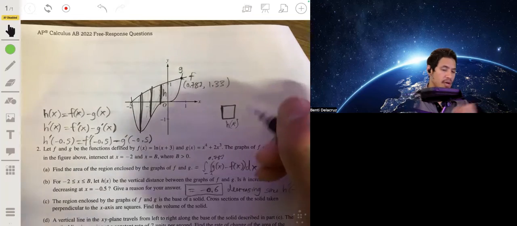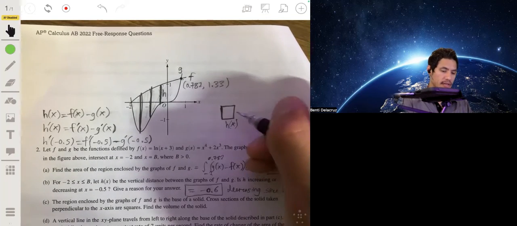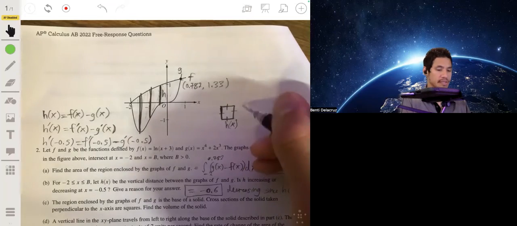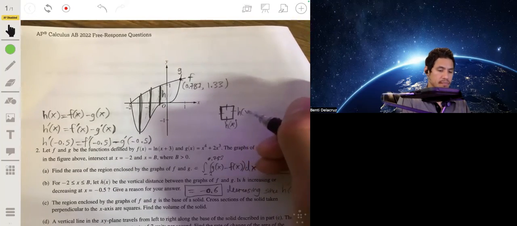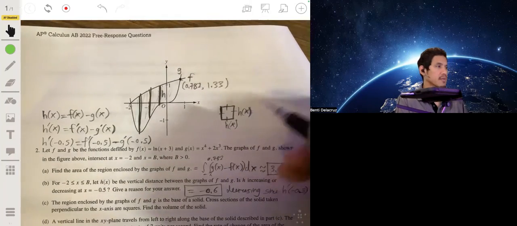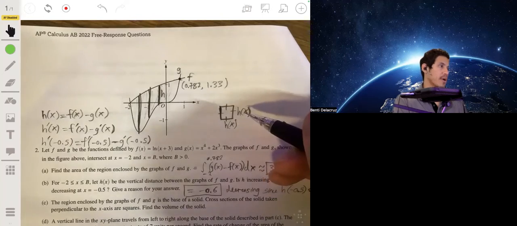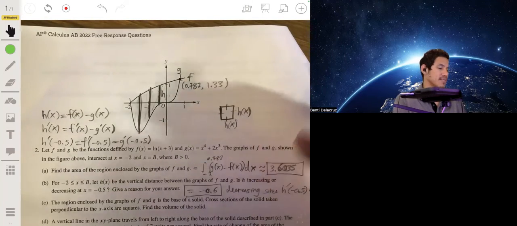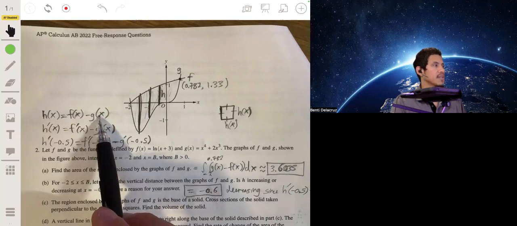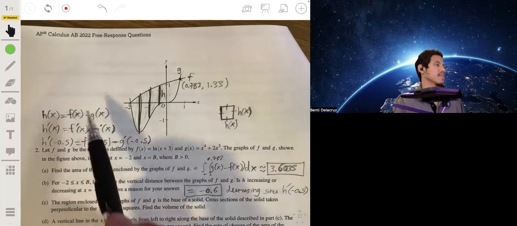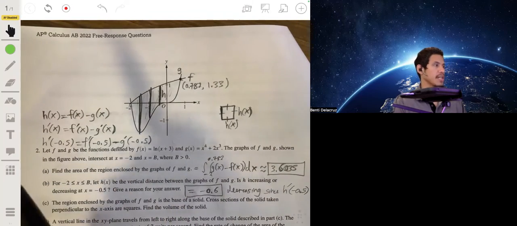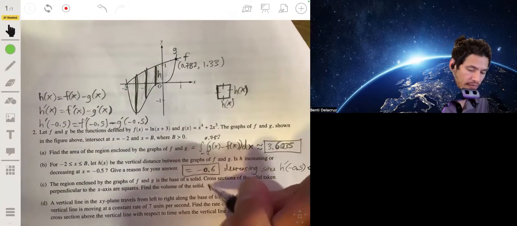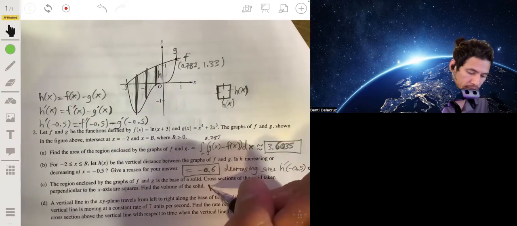And since it's a square, the sides are all congruent. That means this side is also h of x. How do you find the area of a square? You take the side length and you square it. So you're taking h of x squared, and since h of x is equal to f of x minus g of x, you're going to take f of x minus g of x squared. That'll be your expression in the integral, and then you integrate that from negative 2 to 0.782.